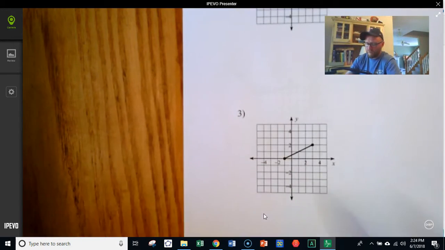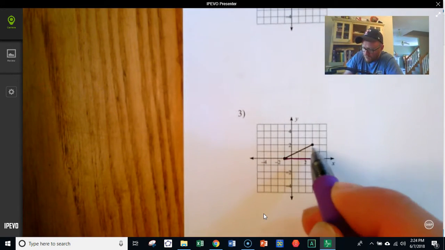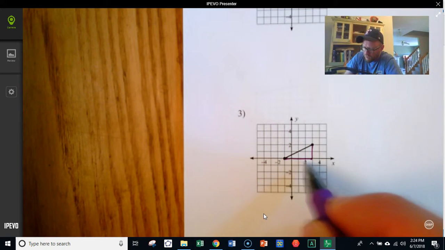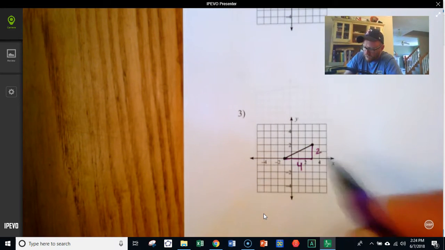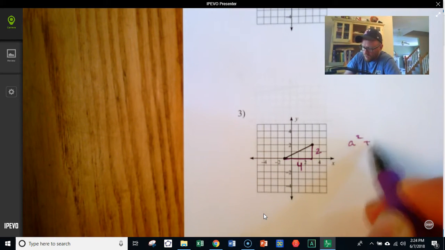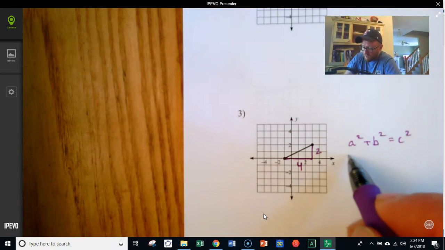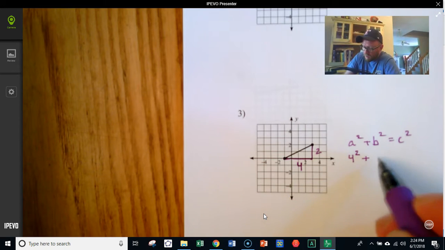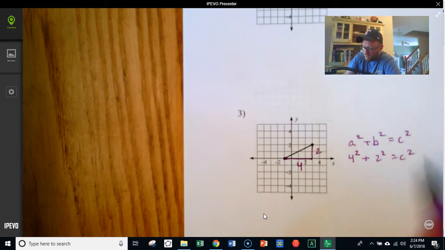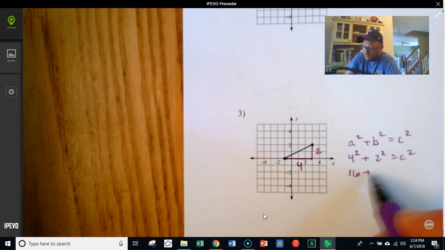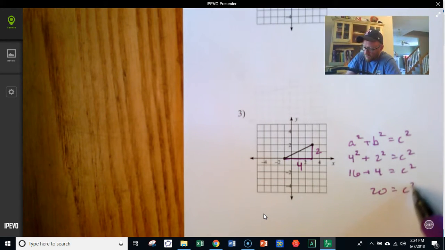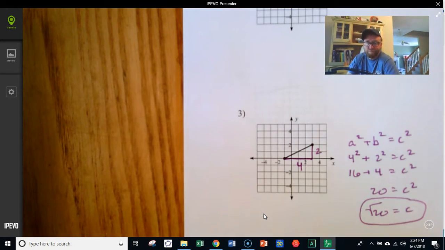Alright, so here we've got 1, 2, 3, 4, and 2. So a squared plus b squared equals c squared. Let's see, that's 4 squared plus 2 squared is c squared. 16 plus 4 is c squared. 20 is c squared. Square root of 20 equals c.